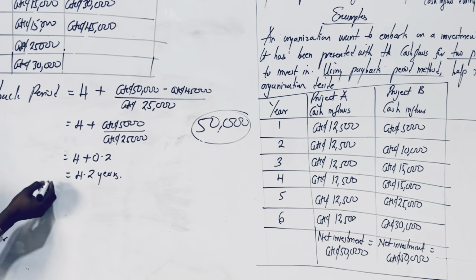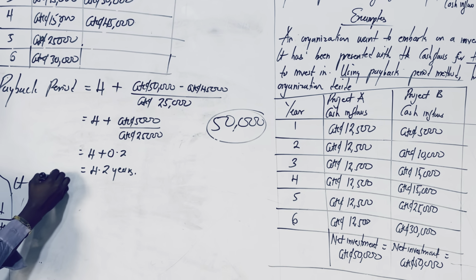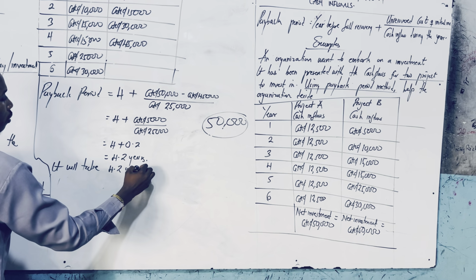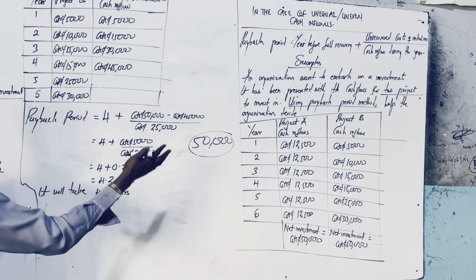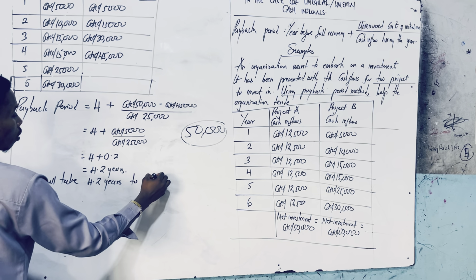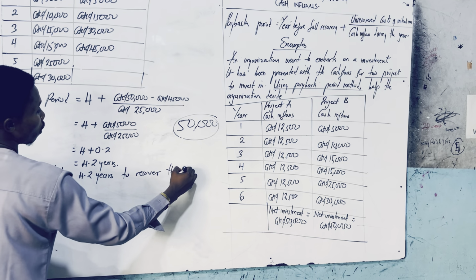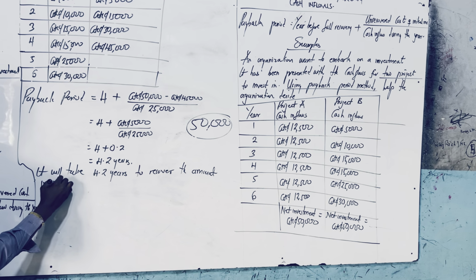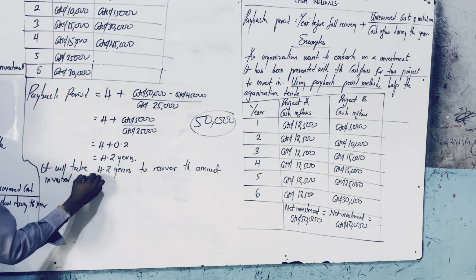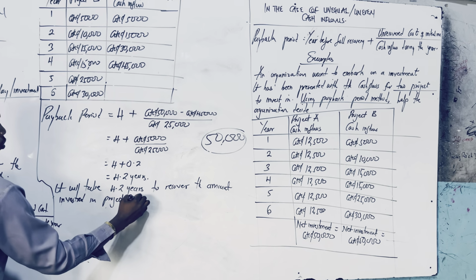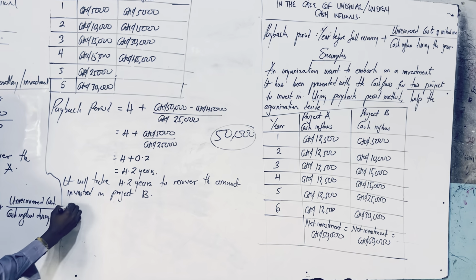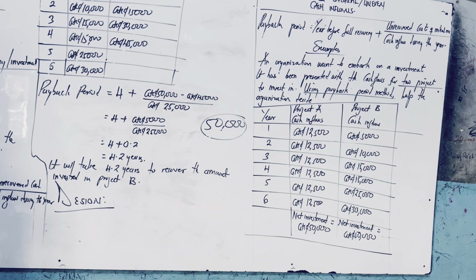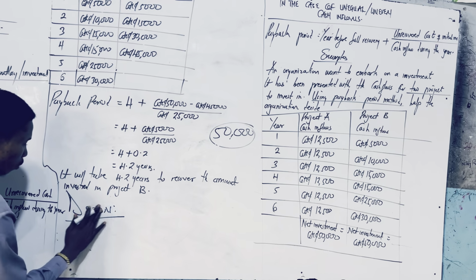Now what does this mean? It means it will take 4.2 years, that is 4 years and some months or days, to recover the amount invested in project B. Now we are coming to make a decision. So let's make a decision.